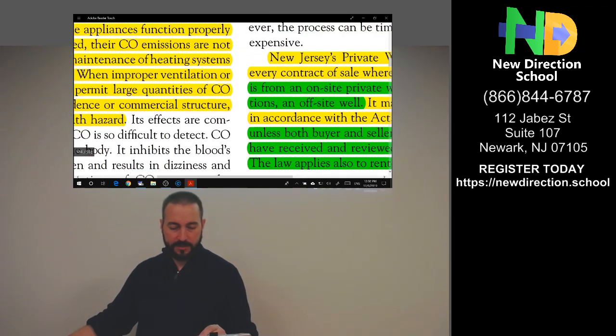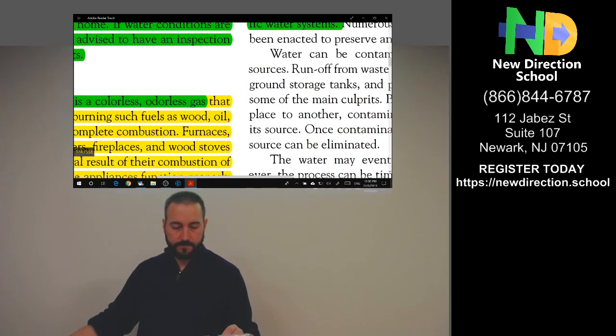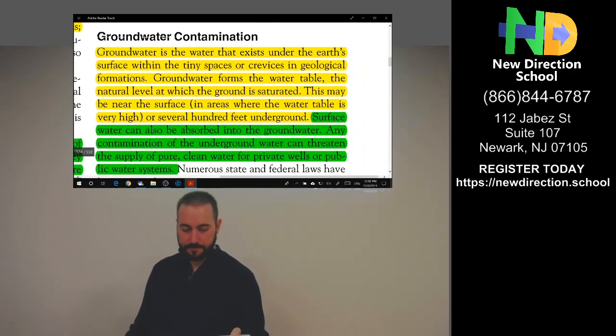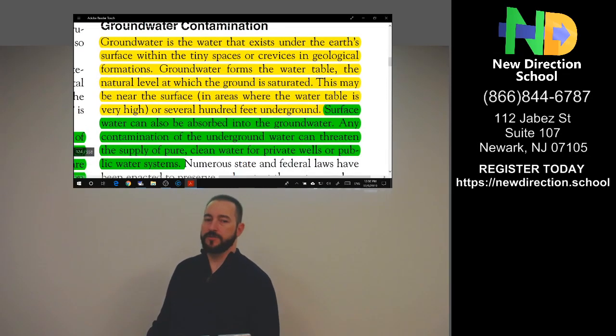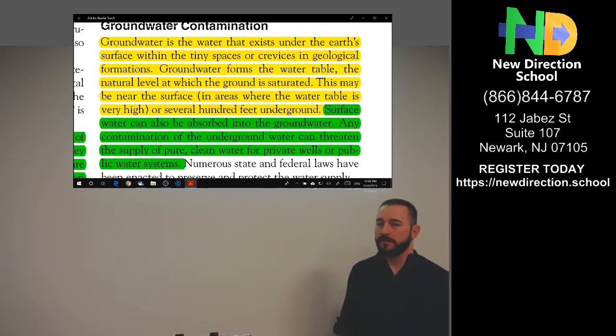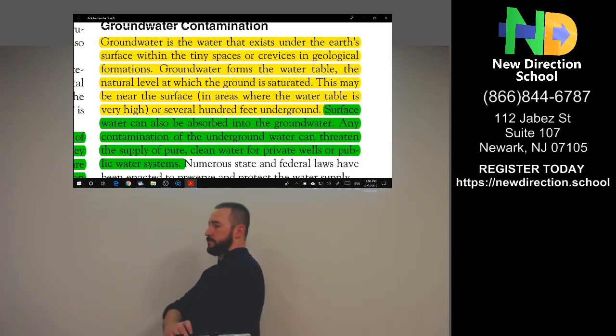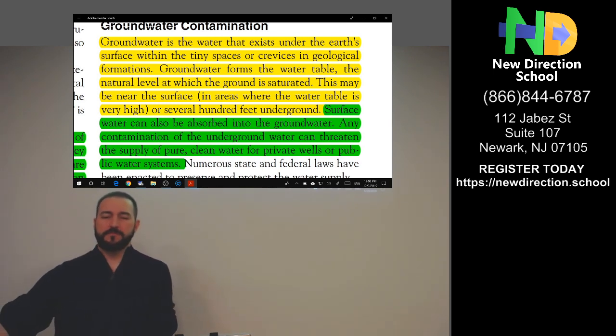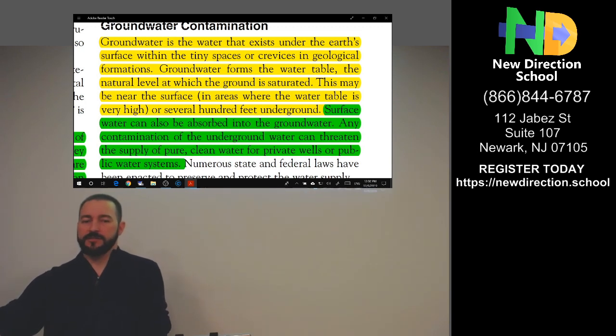We're going to skip EMFs, and I want you to go to water. I just want you to highlight exactly as it is here, and focus on the fact that surface water can be absorbed into groundwater, the part that's in green. Any contamination of the underground water can threaten the supply of pure, clean water for private wells or public water systems.